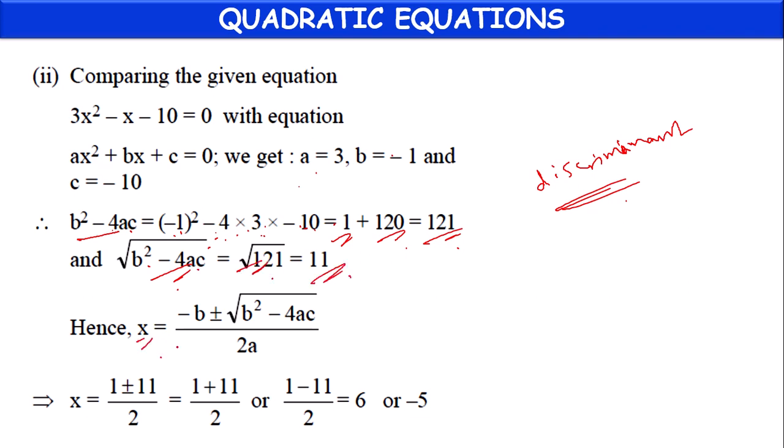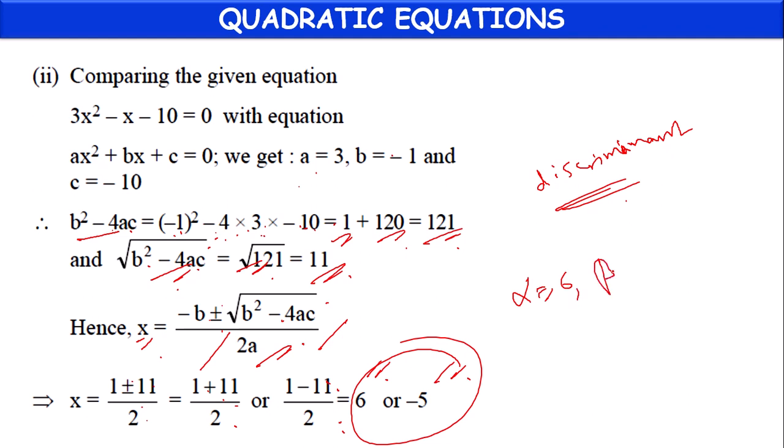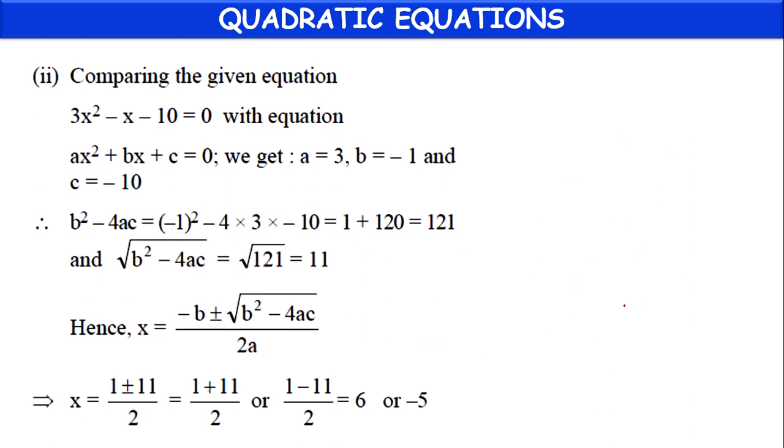Now, x values. Minus b plus or minus root of b square minus 4ac by 2a. 1 plus or minus 11 by 2. 1 plus 11 by 2, one part. 1 minus 11 by 2, another part. 1 plus 11 by 2 is 6. 1 minus 11 by 2 is minus 5. So these two, alpha value 6, beta value minus 5. So we were able to find the roots of the equation by using the quadratic formula.